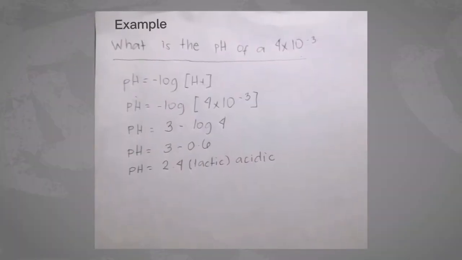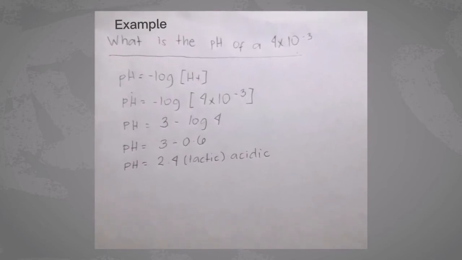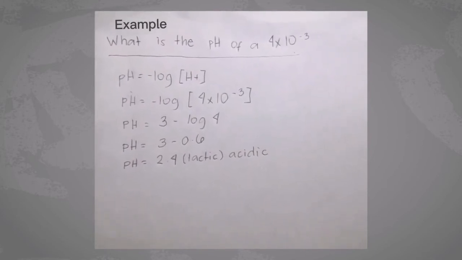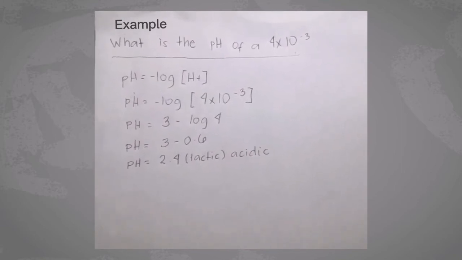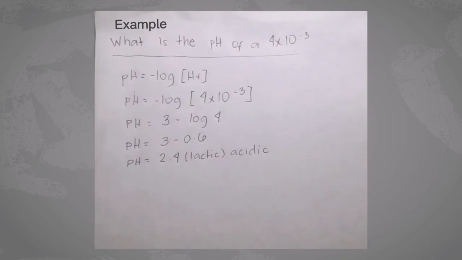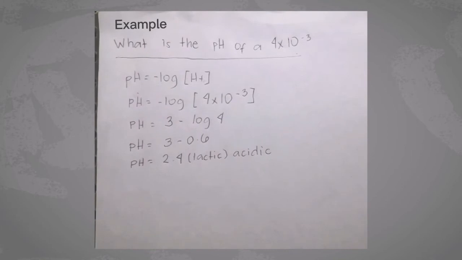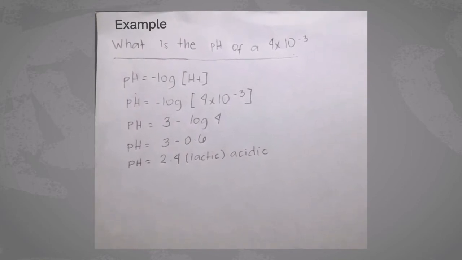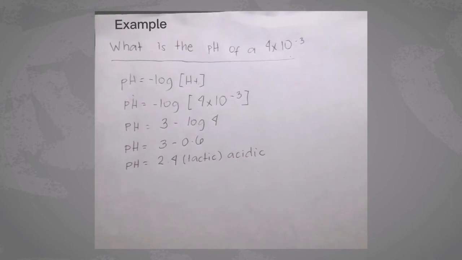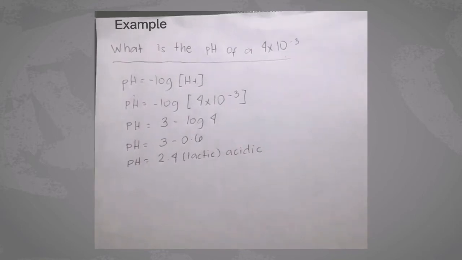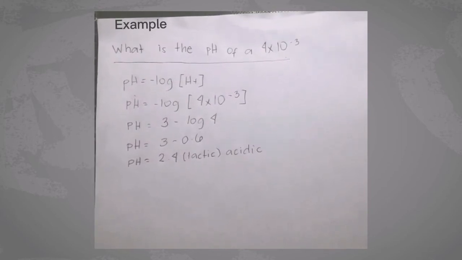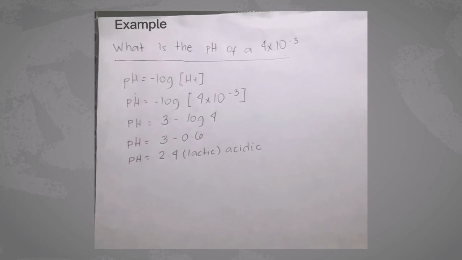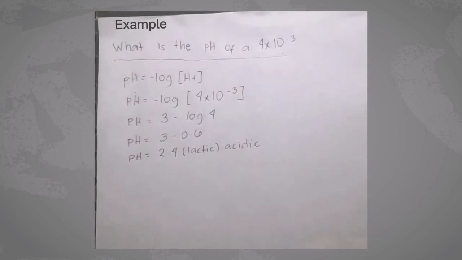What is the pH of 4x10^-3? First, the formula: pH equals negative log [H+]. So, pH is negative log of 4x10^-3, which is 3 minus log 4. The 3 is from the negative exponent 3. Bring down the log of 4, then bring down the 3 minus 0.6. And the pH is 2.4, lactic acid.